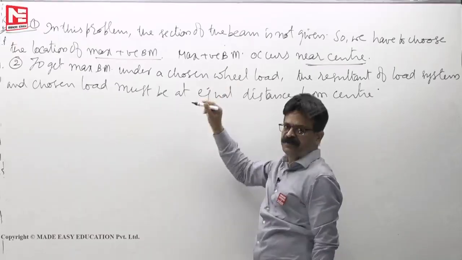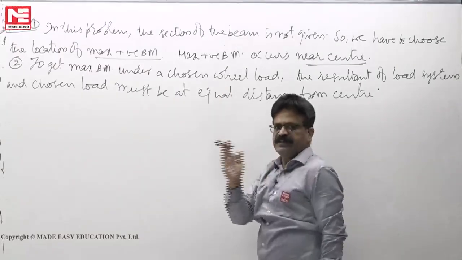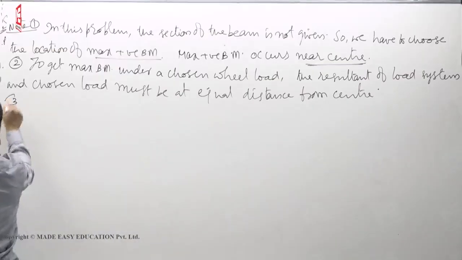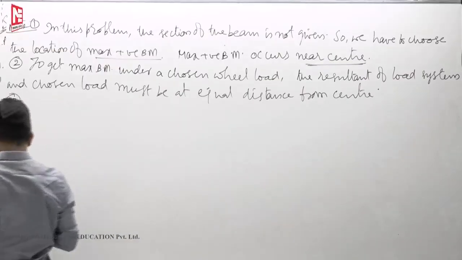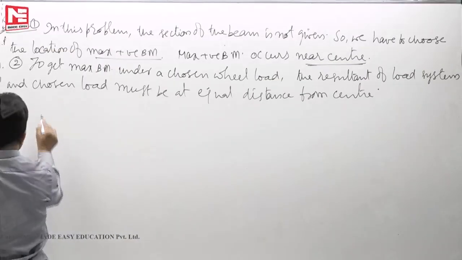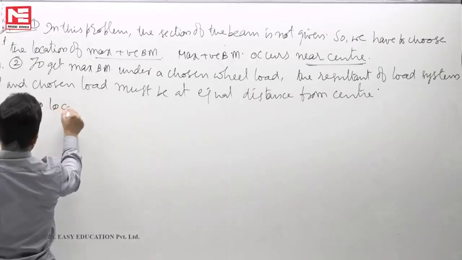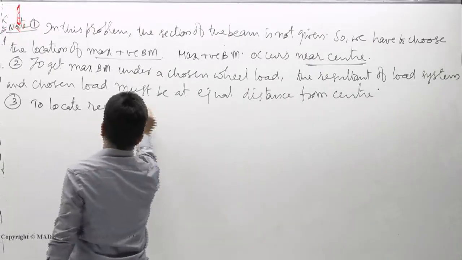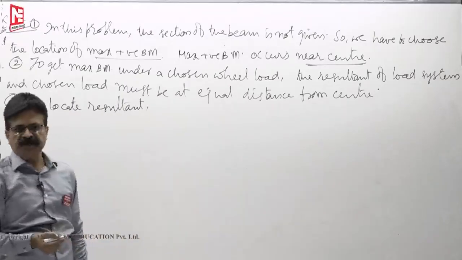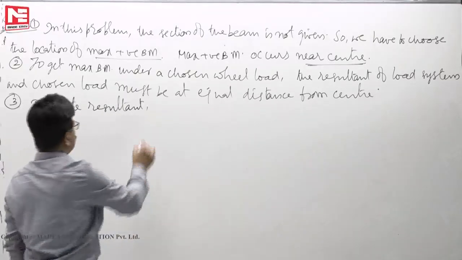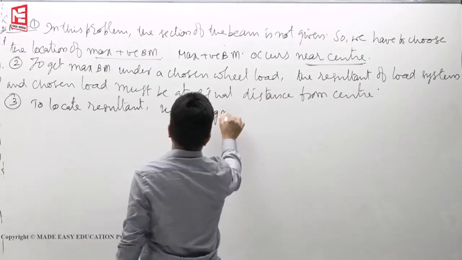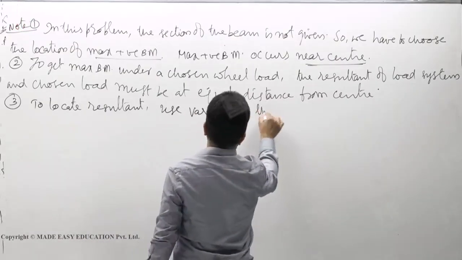Then how to get maximum moment? So the load and the resultant must be at equal distance. Then how to find the resultant? Third point, to locate the resultant: this is an engineering mechanics problem, first year engineering mechanics you have done. To locate the resultant, use Varignon's theorem.